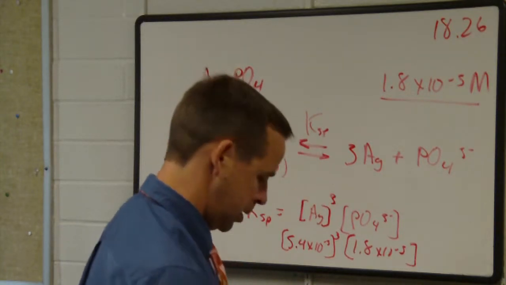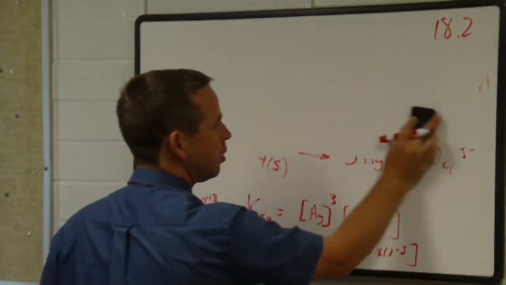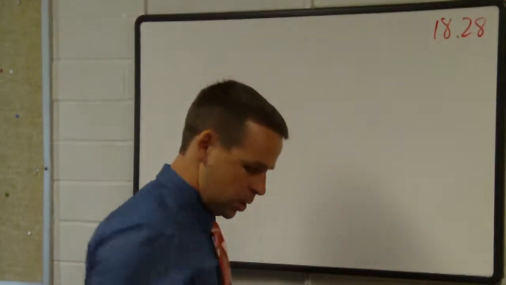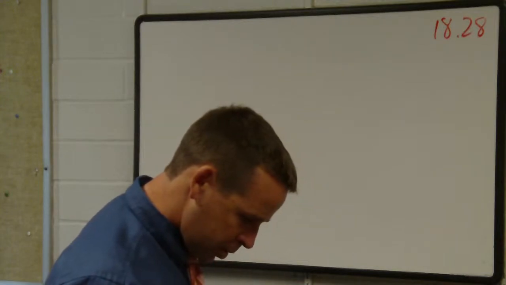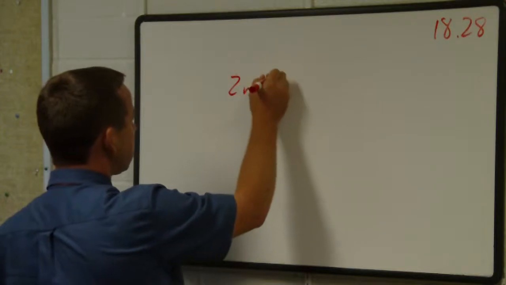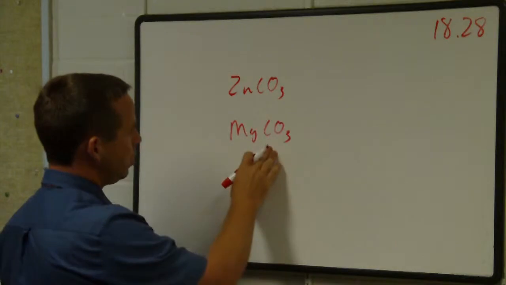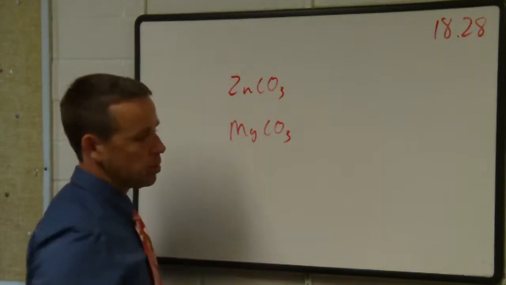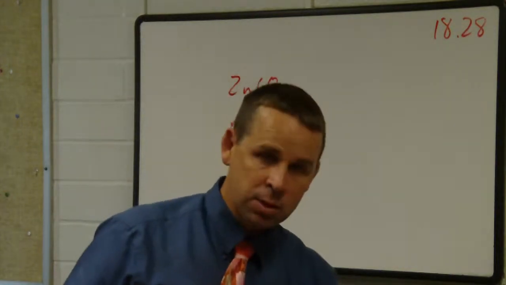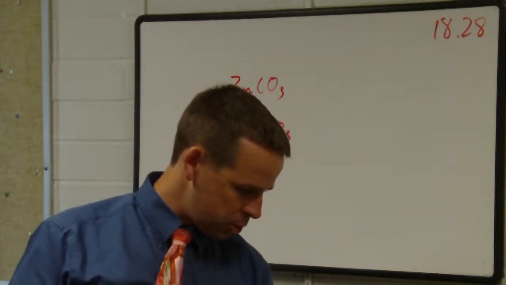2.8 times 10 to the minus 18. All right, so that's 1826, 1828. Which compound is more soluble in water, zinc carbonate or magnesium carbonate? Now, let's see, CO3 2-, zinc is a +2, yeah, so those are the compounds. We have to know their KSPs, right, to calculate solubility. We need to know which one is more soluble.